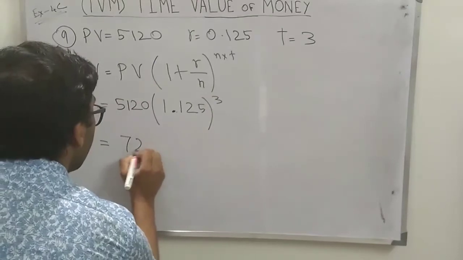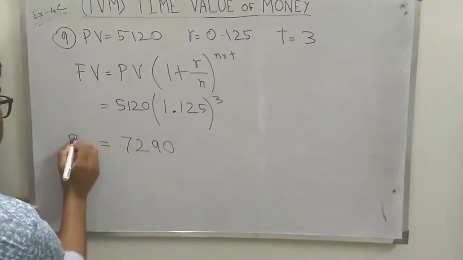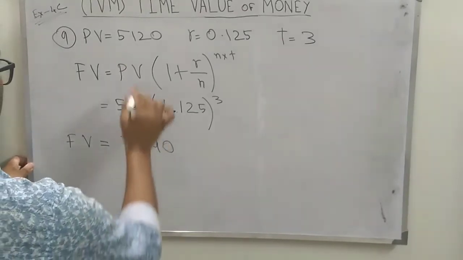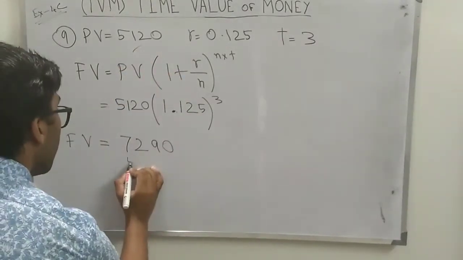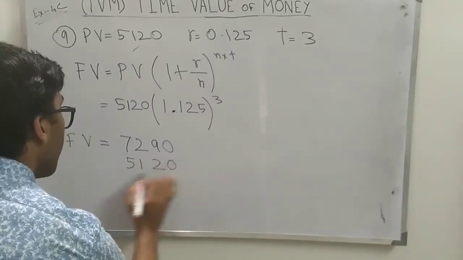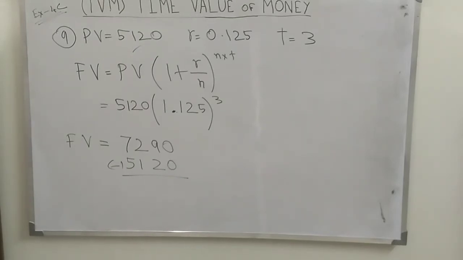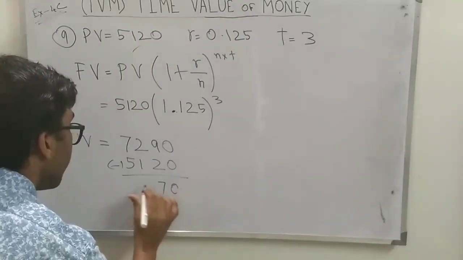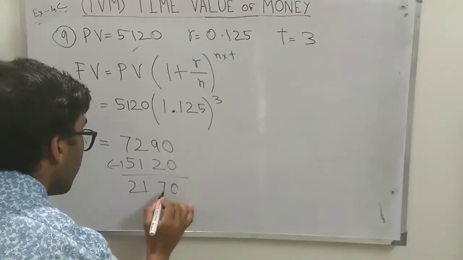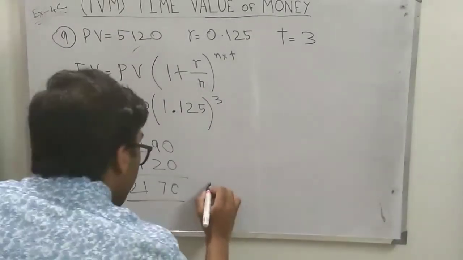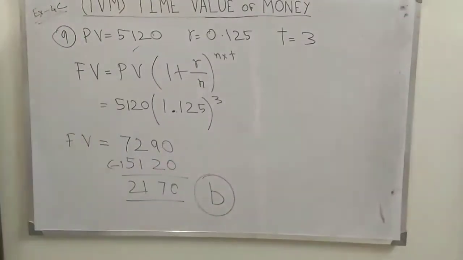7290, the value is 7290. But this is the future value. You have to calculate just the interest amount. What was the present value? 5120. You have to subtract it from 7290, which is 2170. So the answer of question number 9 is 2170. Option number B.